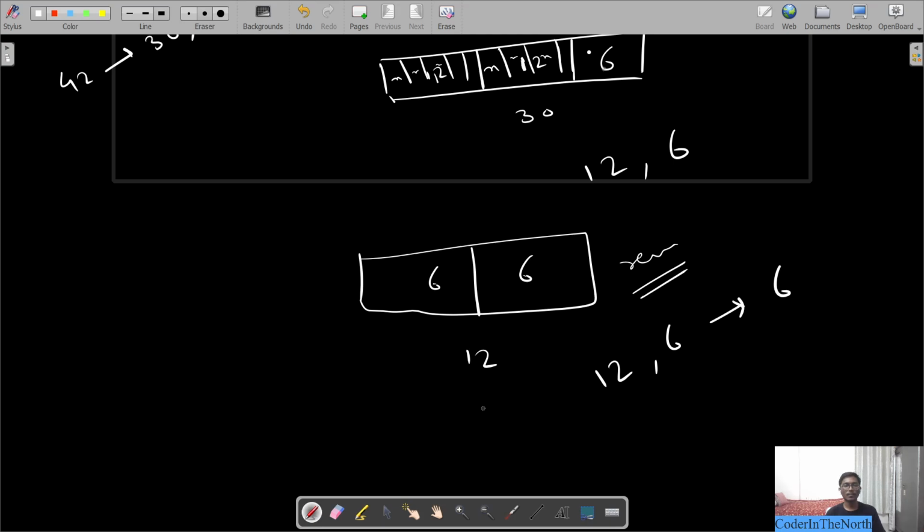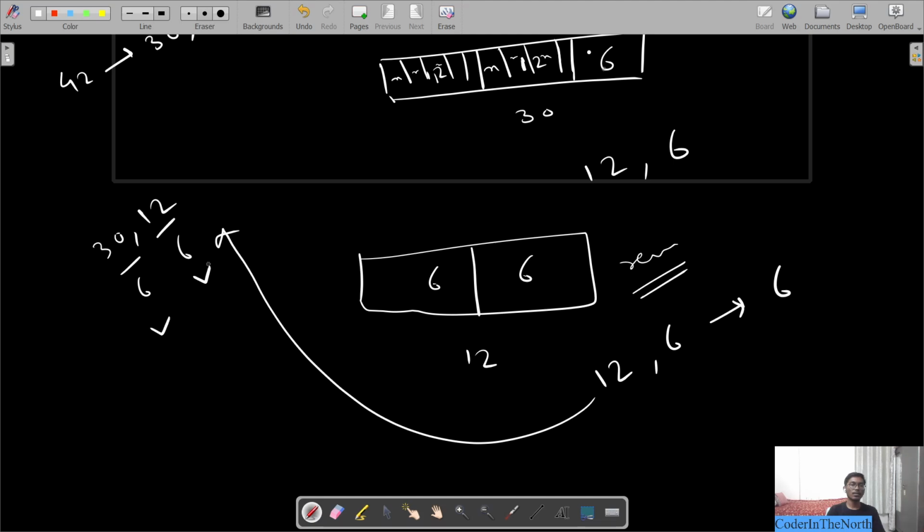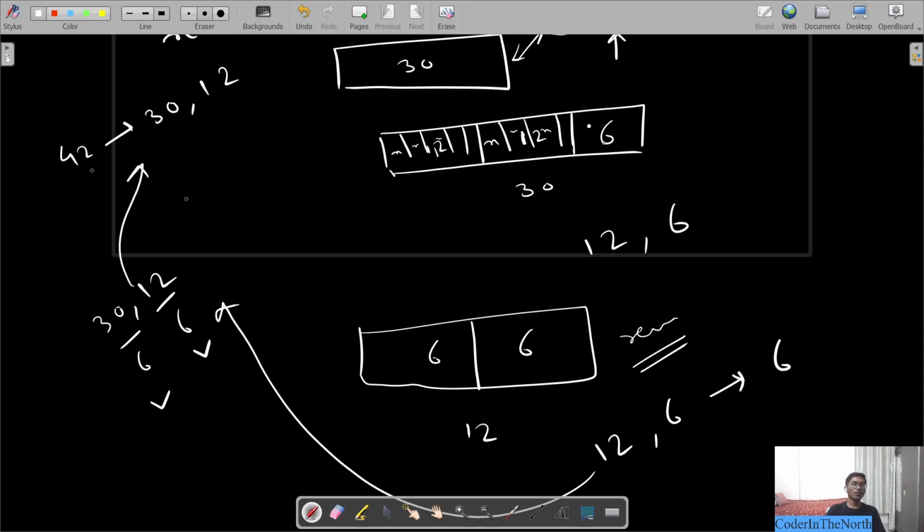Now from this we'll go to this stage. What was it? 30 comma 12. Does 6 divide 30? Yes. 12? Yes. Now we'll go to this part, 42 and 30. For 42, does taking modulo with 6 give 0? Yes, 6 sevens are 42. 6 fives are 30.